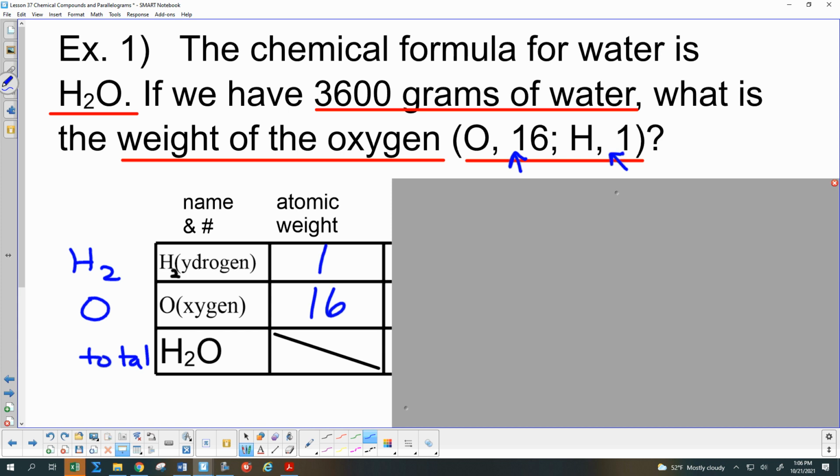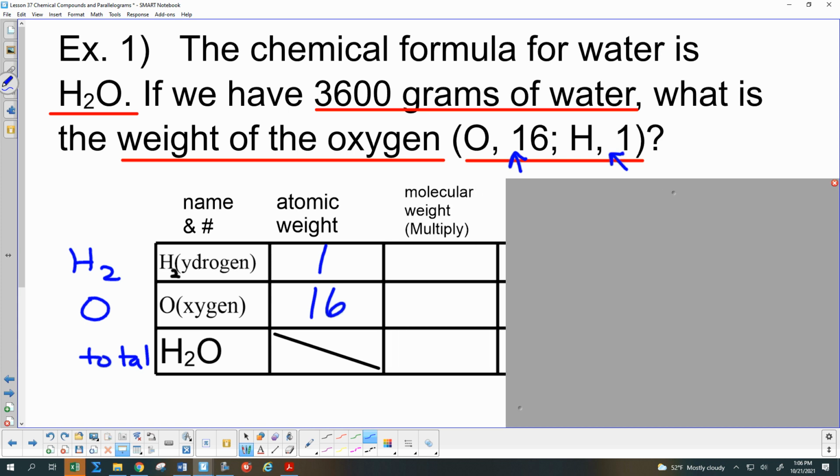So each one weighs that. If I have two of the hydrogen and each one is 1, I have a total in that molecule of 2 for the weight of the hydrogen part. I only have 1 of oxygen, so in one molecule the oxygen has a weight of 16, which means the molecule has a total weight of 18.